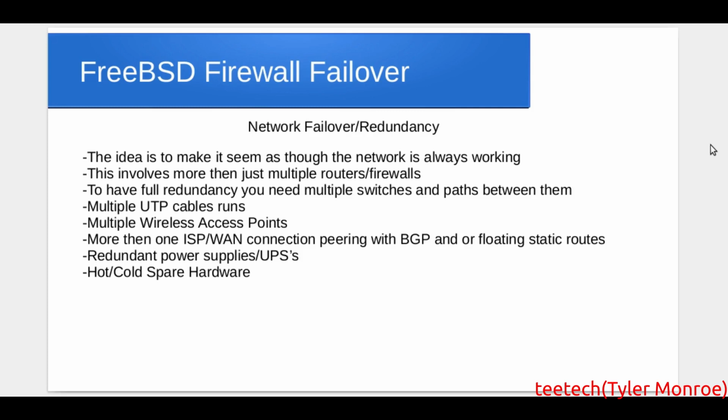Now, in addition though, you need redundant power supplies and something called uninterruptible power supplies to keep things up when power goes down, and even generators for the entire building. And also hot and cold spare hardware, so spare components and spare hard drives and things like that. The whole idea of telling you all this is just to get the point across that this is not a one and done thing. Doing this one step with FreeBSD will not give you full redundancy in your network. It just won't. It's all the pieces that have to be put together to make it work.